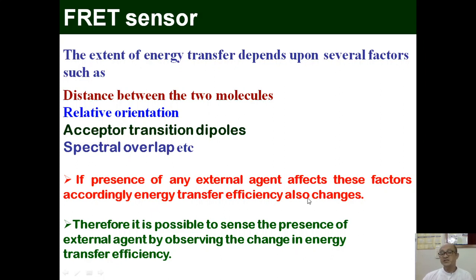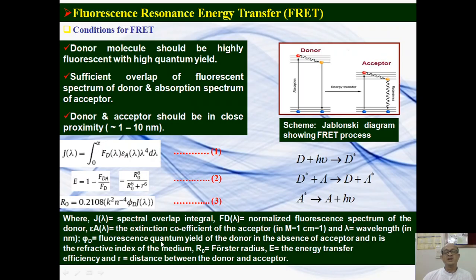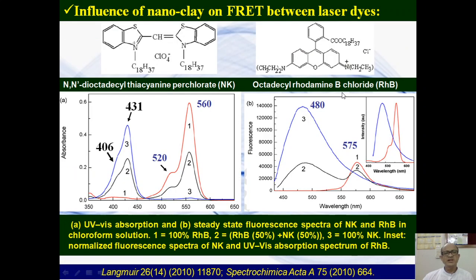If presence of any external agent affects these factors, accordingly energy transfer efficiency also changes. Therefore, it is possible to sense the presence of external agent by observing the change in energy transfer efficiency, and it can be used to design sensors. So these are Jablonski diagram for energy transfer. So we studied using two molecules.